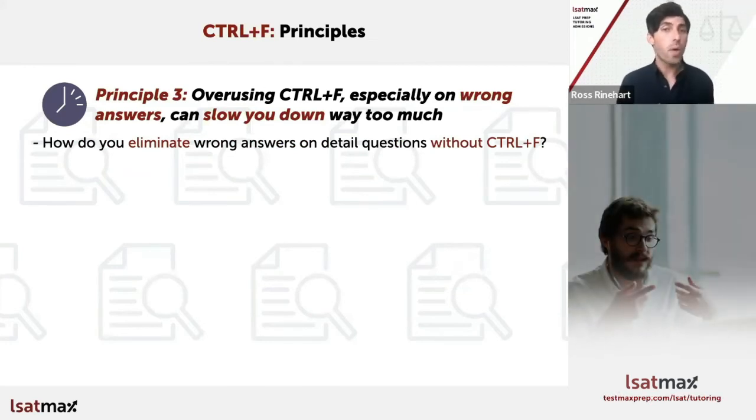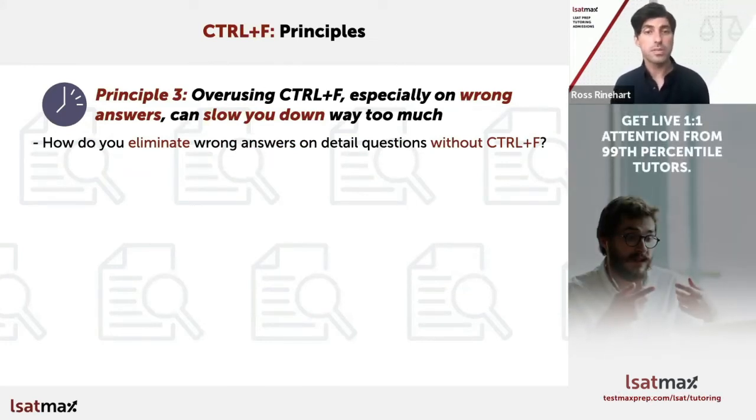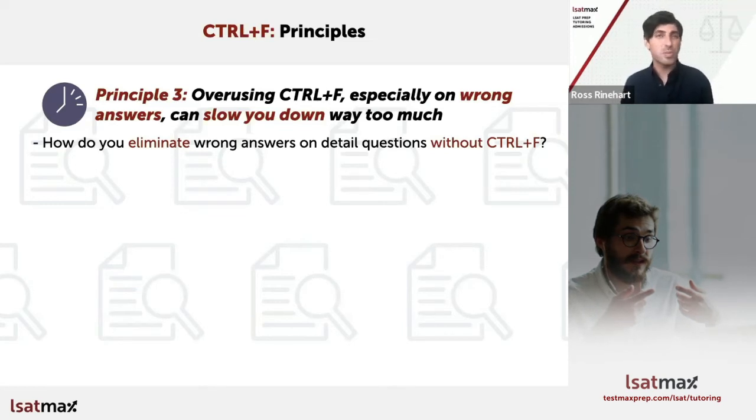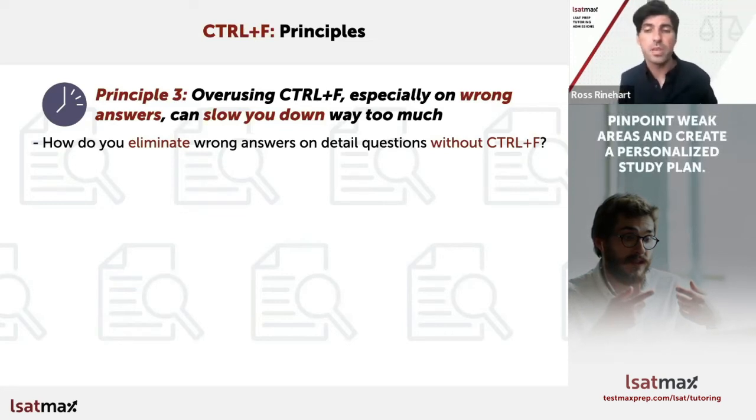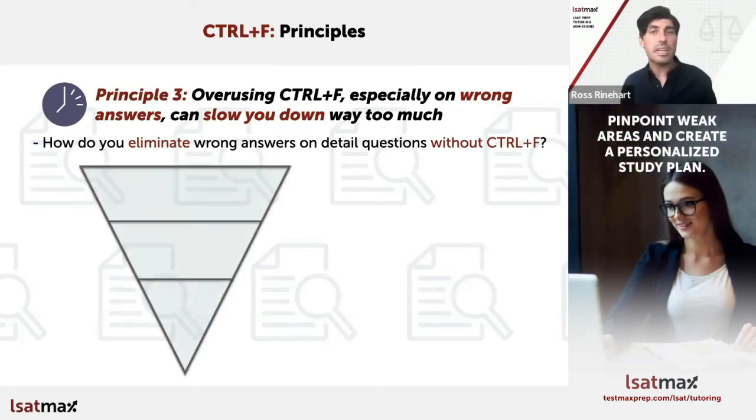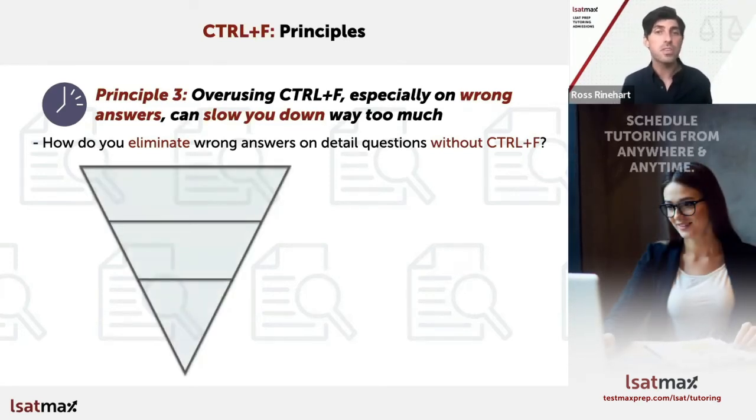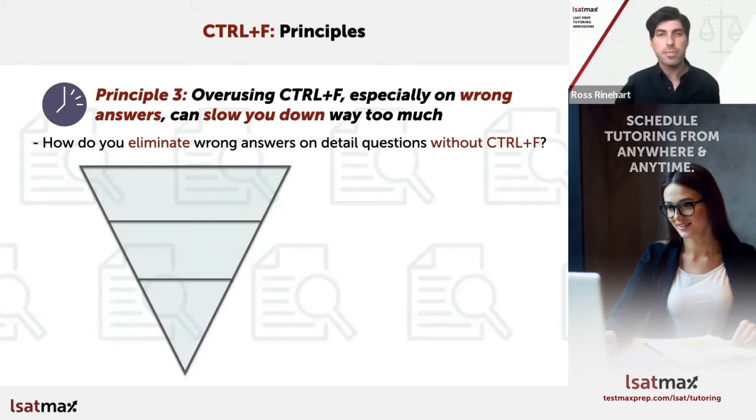So if you're not going to use Control+F to eliminate wrong answer choices, what should you do? Even on those detail questions that are asking about some specific detail in the passage. Well, a far more effective technique to use to eliminate wrong answer choices on these questions is just think about those big picture items again.